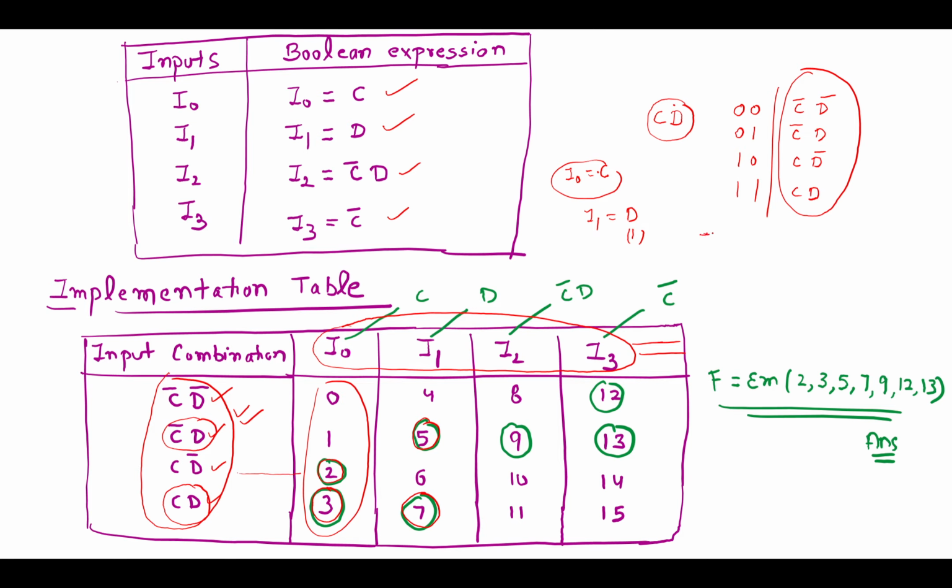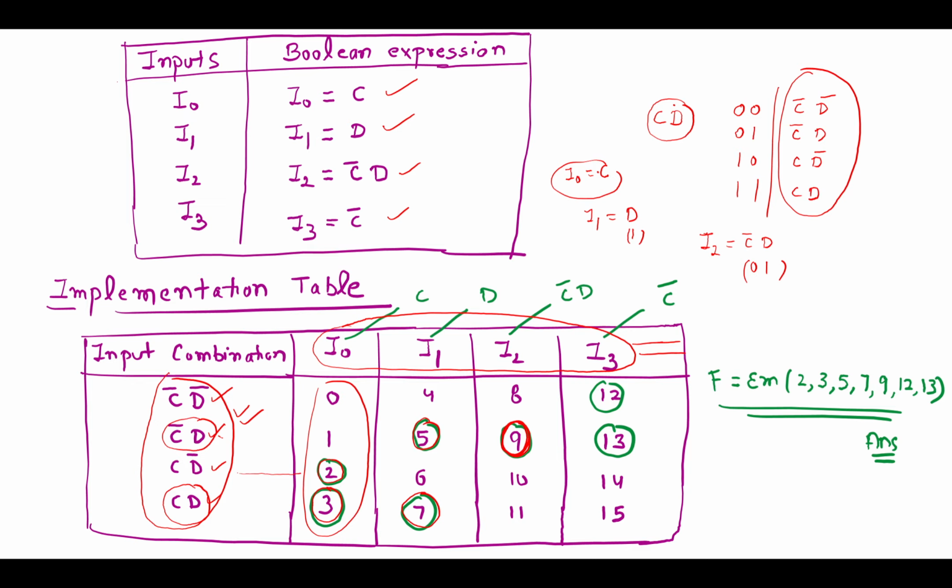And if we come to the third input, the I2 value is C bar D. So what is the meaning here? This is 0 and 1. So this is only one case, in the second row. This value is 9. So we have to highlight it here.